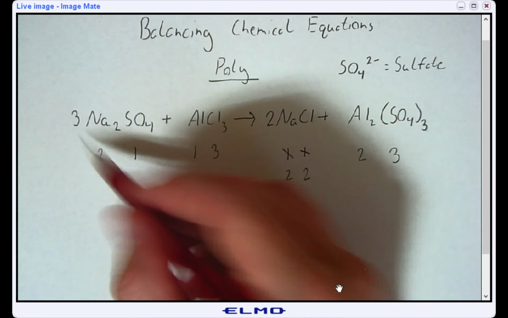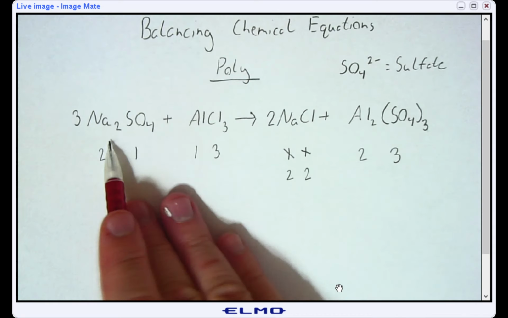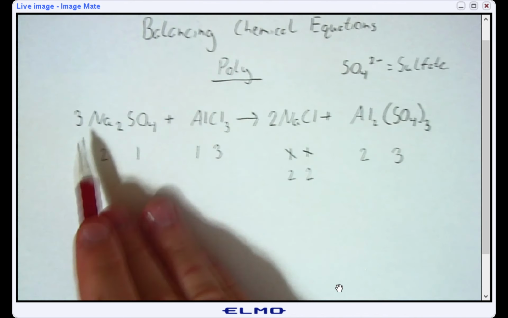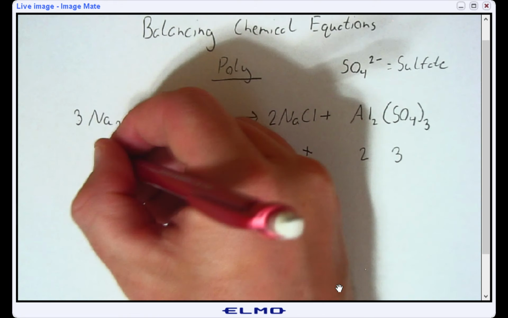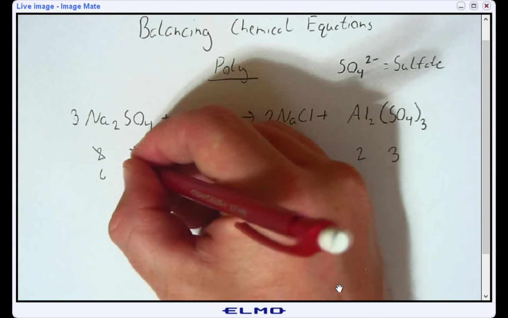Remember, you got to multiply the whole thing. Recall, from the traditional method, you cannot change elements. You can't take any away. You can't add them. You can only put a coefficient out in front. A coefficient changes the number of compounds. So 3 times 2 is 6. 3 times 1 is 3.